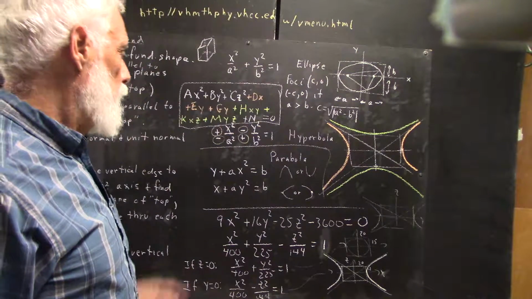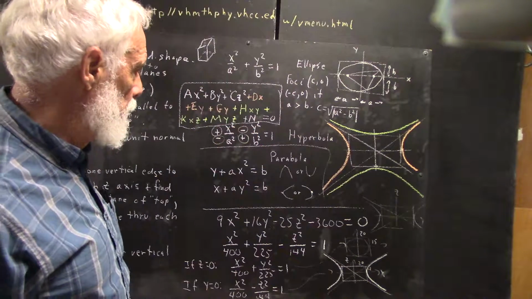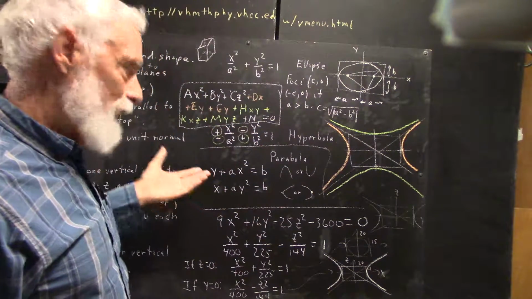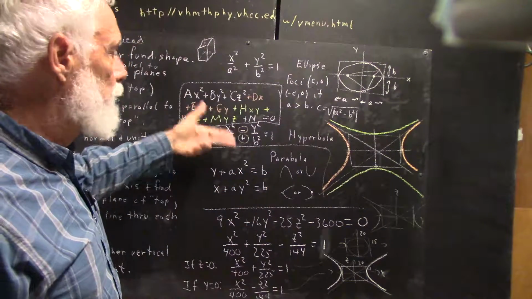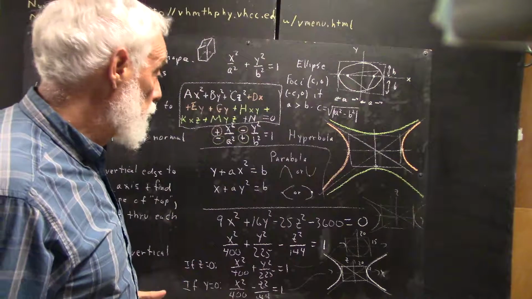Okay. Now, a parabola has an equation like y plus ax squared equals b, or x plus ay squared equals b. I'm not going to talk about that. This is just a multiple of y equals x squared, okay?